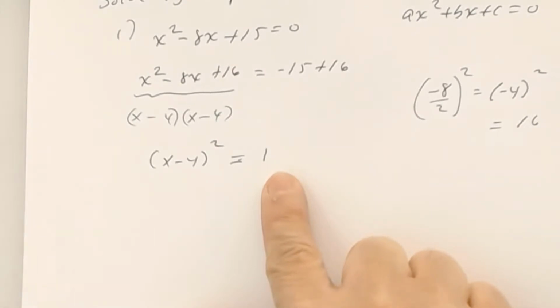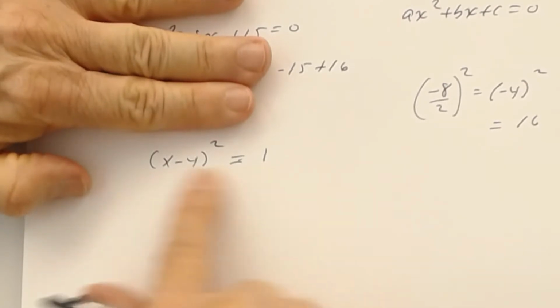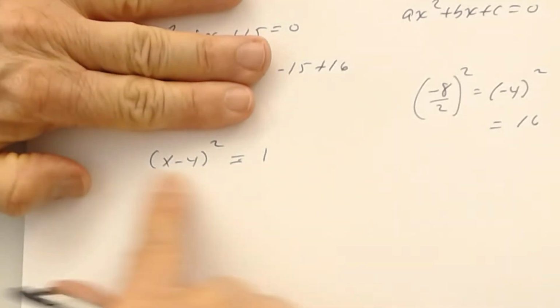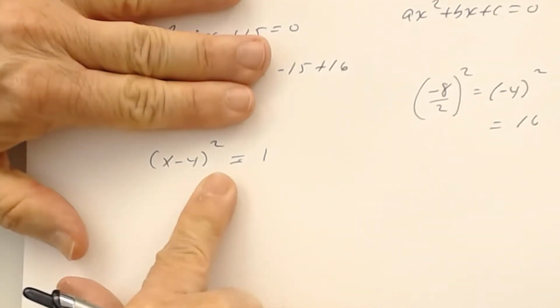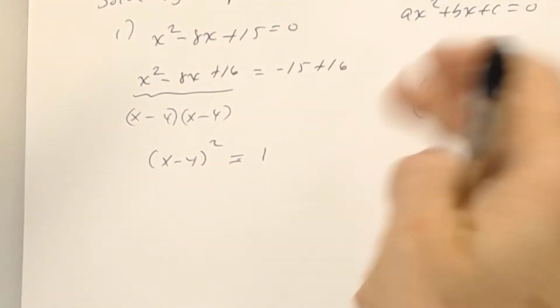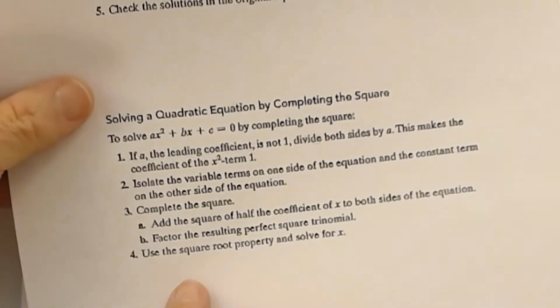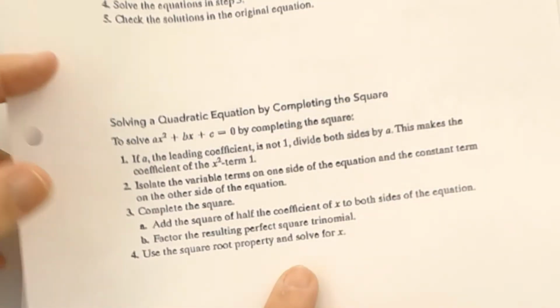All right, now, didn't you have this on a previous worksheet? If I covered this part up and I said solve this, how'd you solve this on a previous worksheet? Square root property. Very good. So whenever you complete the square, at some point you're going to use what property? Square root property. And that's the number 4. So number 4 says use the square root property and solve for x.